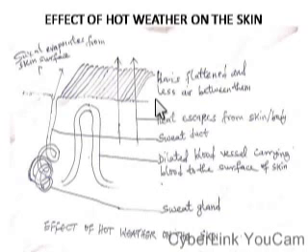The first thing that will happen is the dilation of this blood vessel. This blood vessel will dilate. This dilation will cause more blood to flow to the surface of the skin. Then the heat will now be lost to the surroundings through conduction, convection, and radiation.